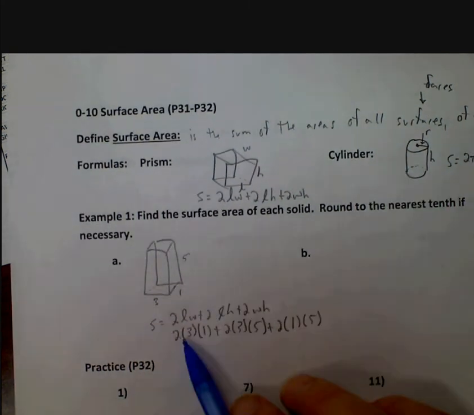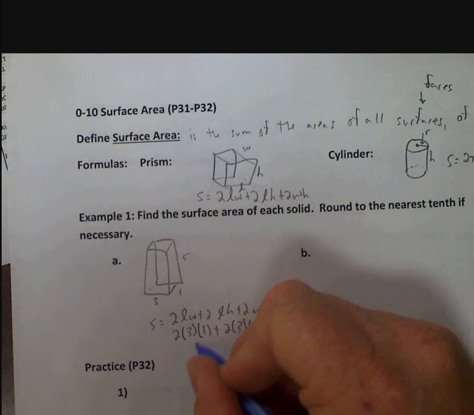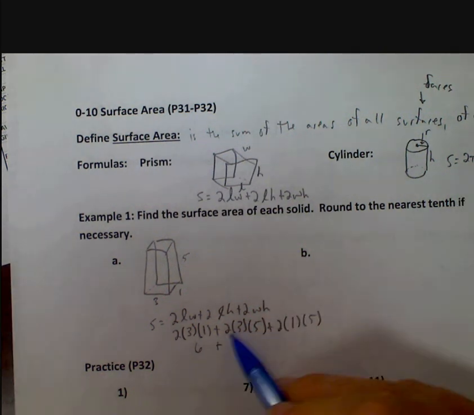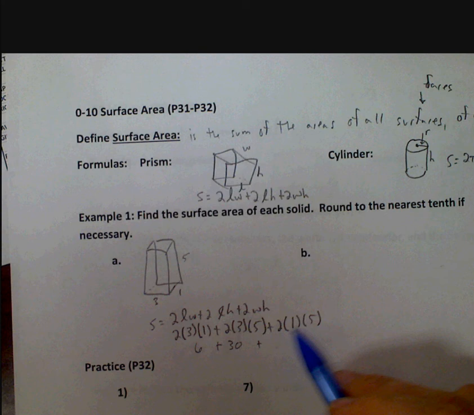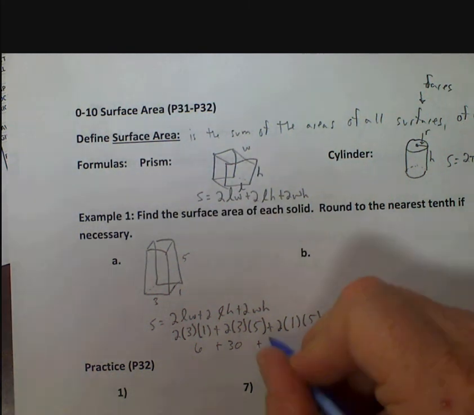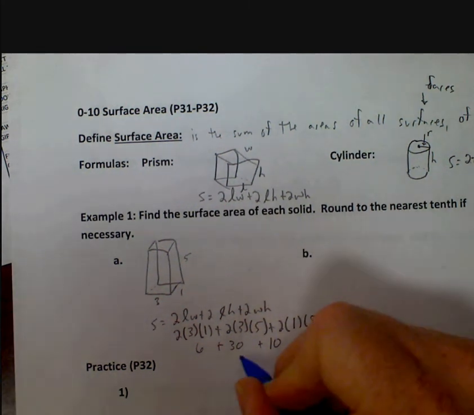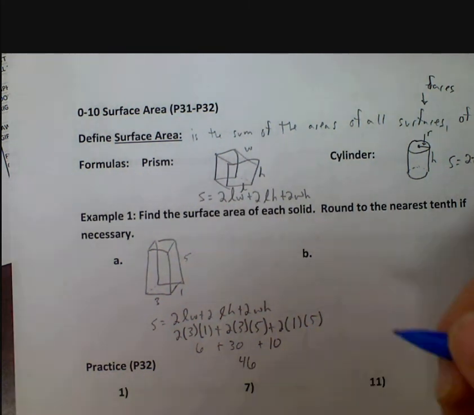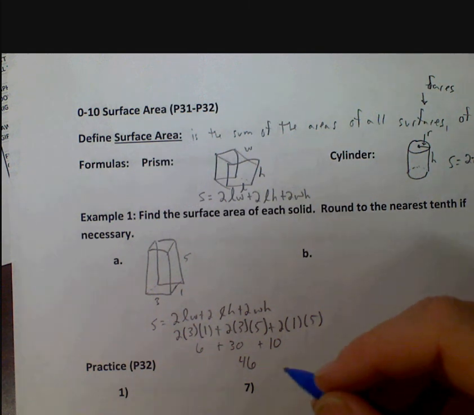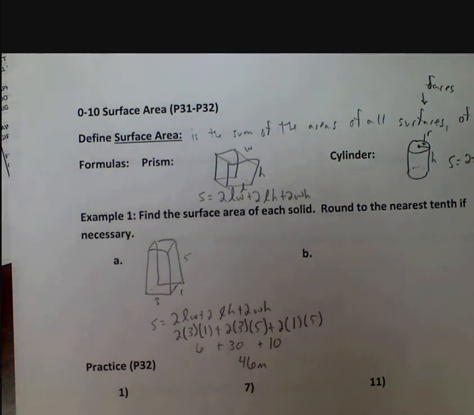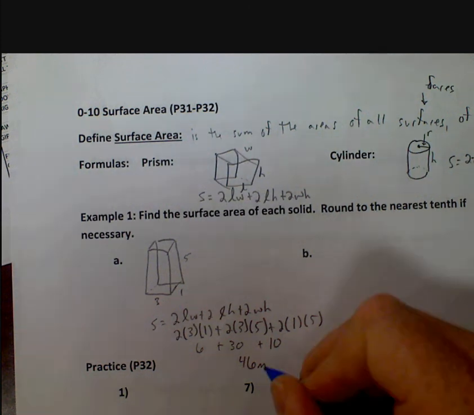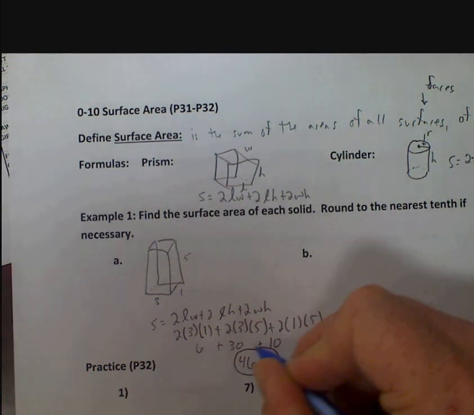So if I were to calculate this, 2 times 3 times 1, 6. 2 times 3 is 6, times 5 is 30. 2 times 1 is 2, times 5 is 10. That would give me 46. And we are measuring in meters, so this would be meters squared. Surface area is in square units.